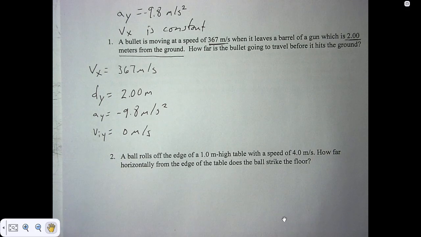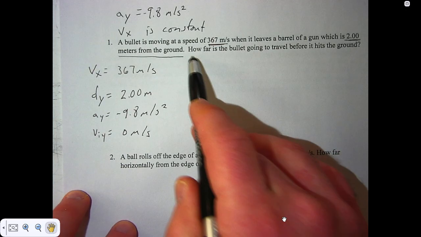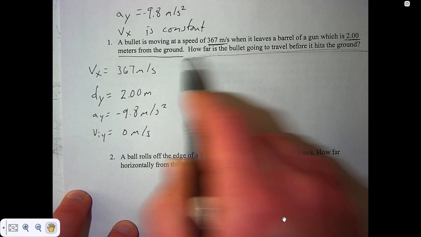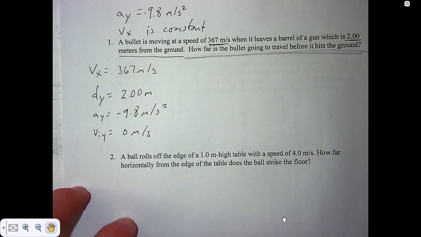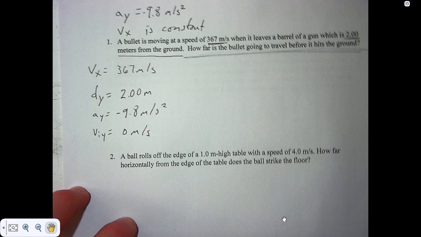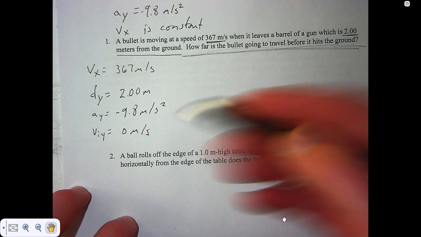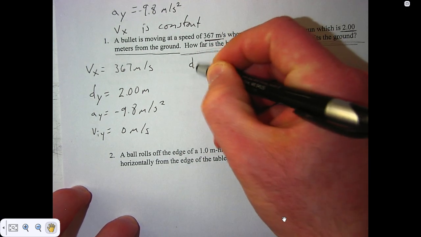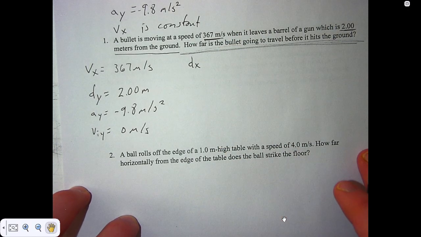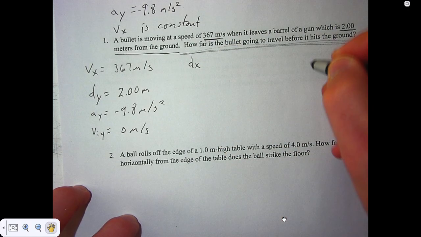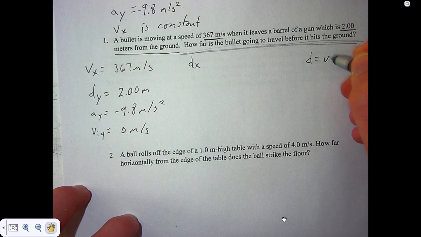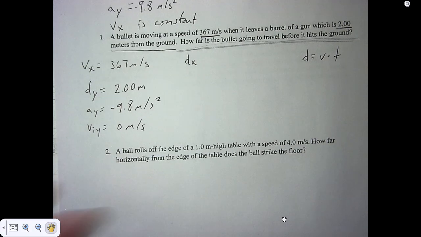Now, here's the thing. The problem asks us to figure out how far the bullet is going to travel before it hits the ground. We know it's going to travel 2 meters down. So what we're asked to solve for is dx. So to solve for dx, I am going to be using the following equation. Velocity times time gets me d.